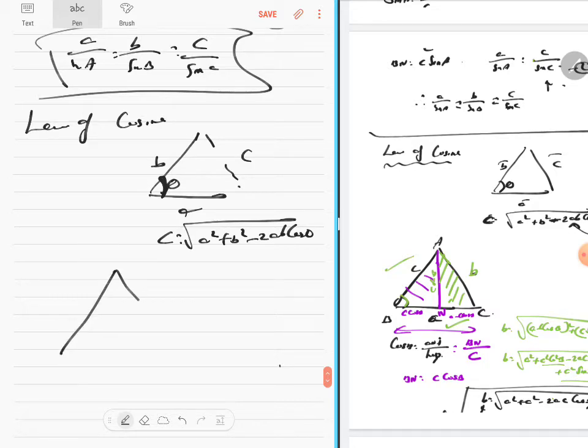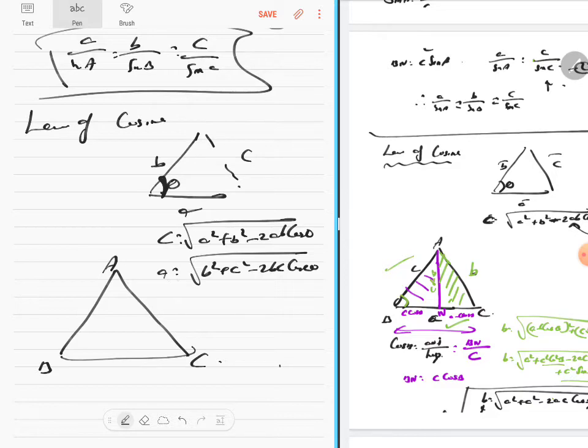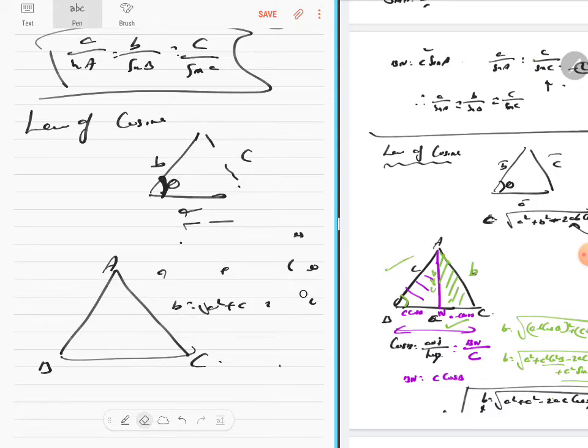Let's take the same triangle again, ABC. We want to prove either C is equal to root of something like this. You can even find A is equal to root of B square plus C square minus 2BC cos theta, where theta is the angle between B and C. You can even find B, which will be root of A square plus C square minus 2AC cos theta. Whatever you want you can find with this. So if you know two sides and the angle enclosing the two sides, then you can find the opposite side. That's the law of cosine.